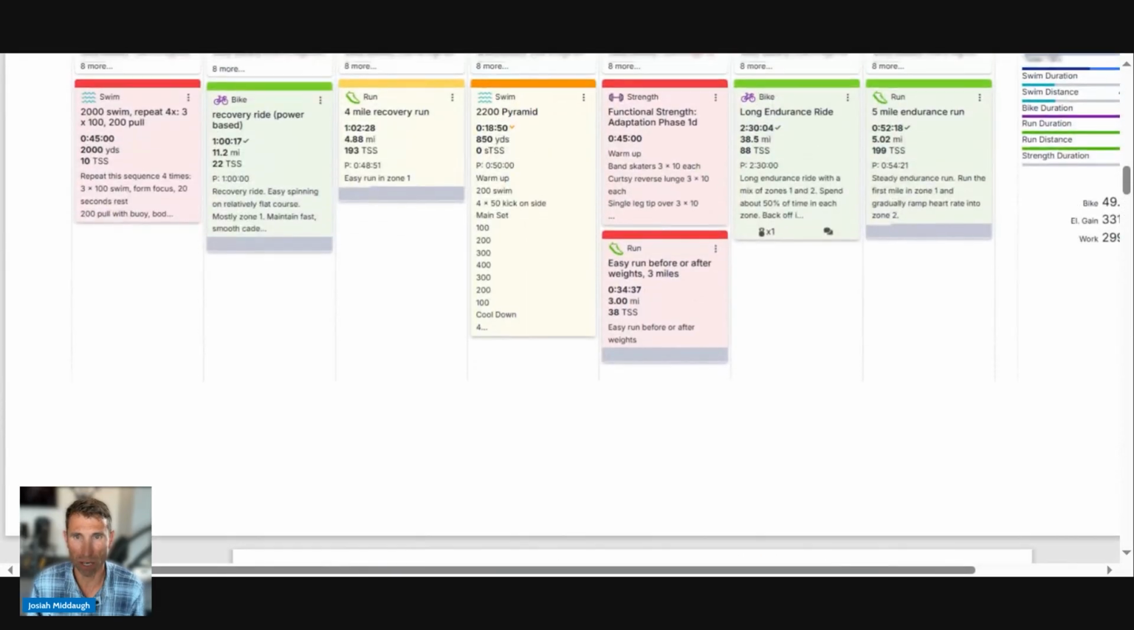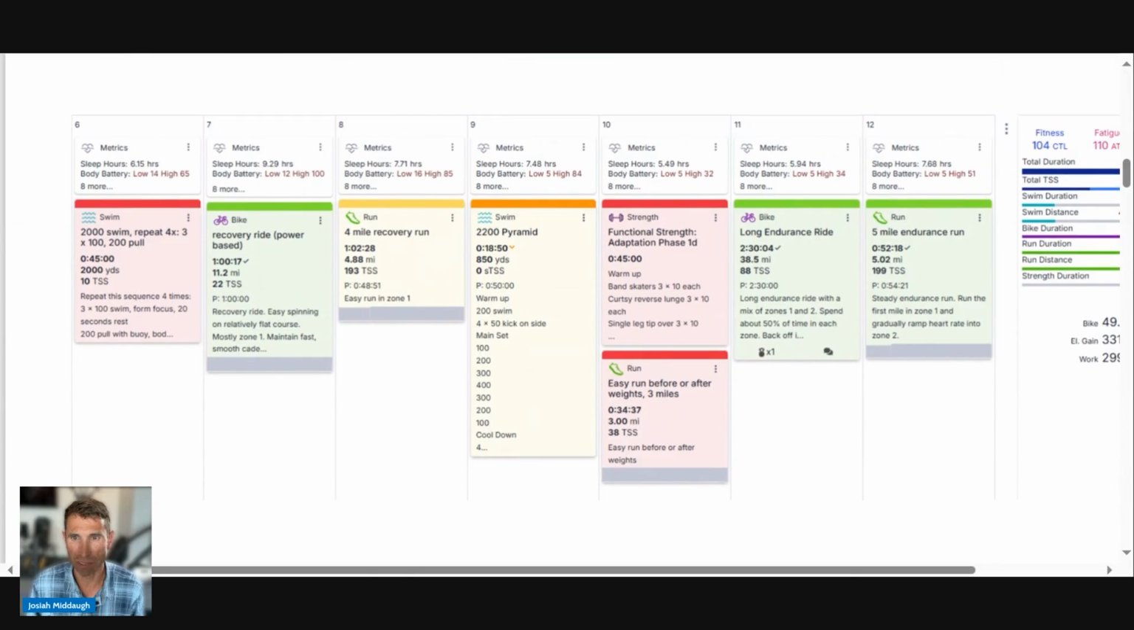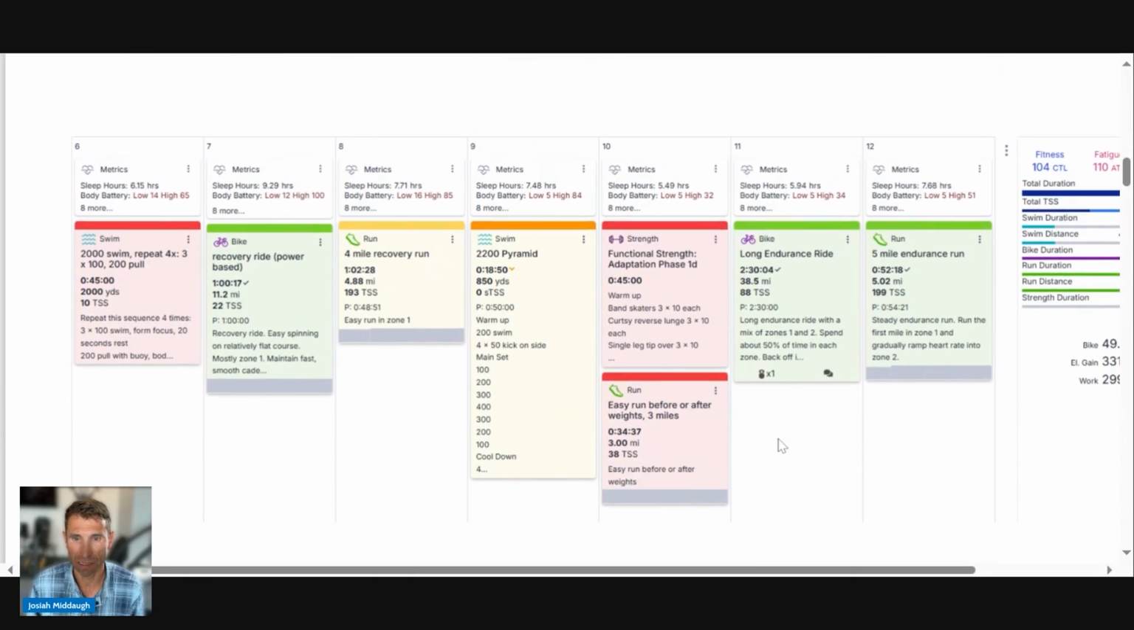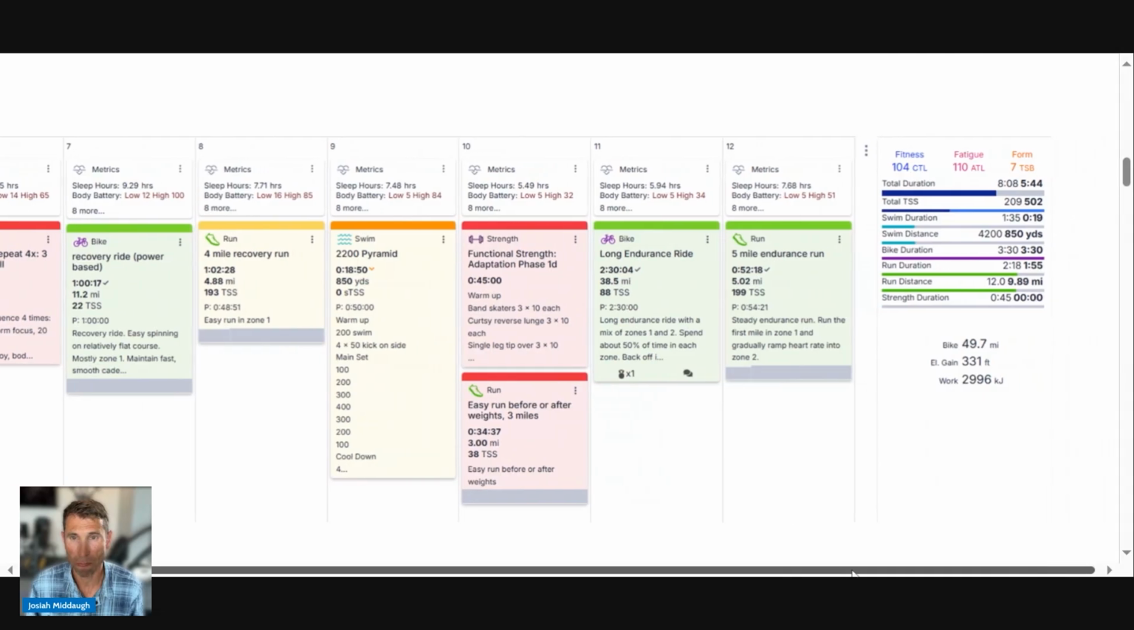If we look to the far right side of your calendar, let me scroll over a little bit here. Each week you can see fitness. Again, this is a 6-week average. You can see fatigue. This is acute training load. This is a 7-day average. And then you can see form. That's the training stress balance.